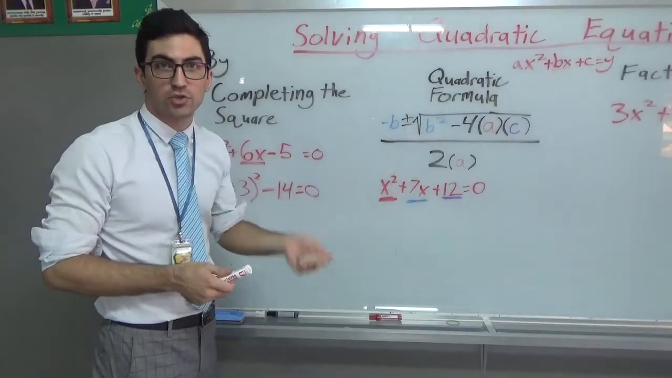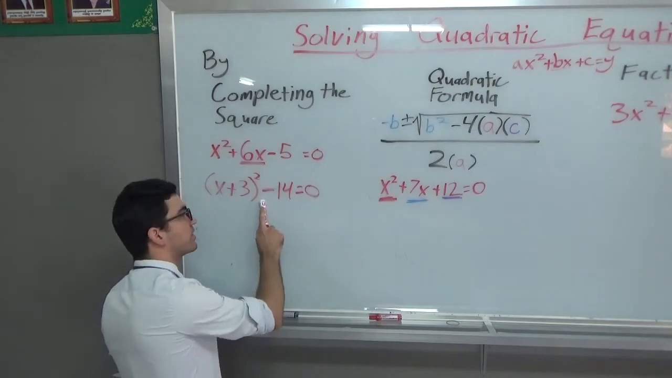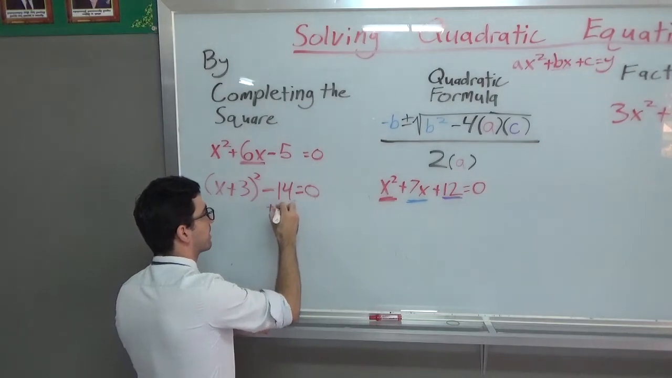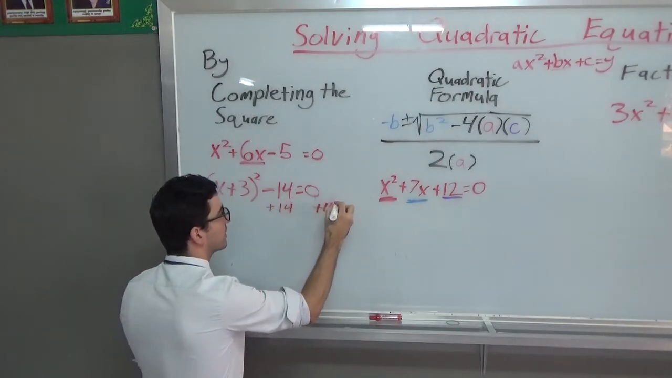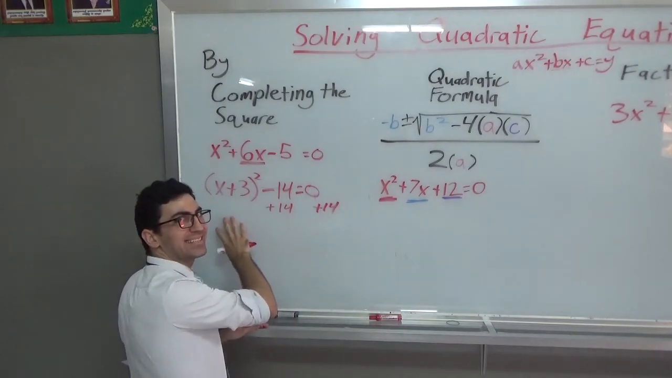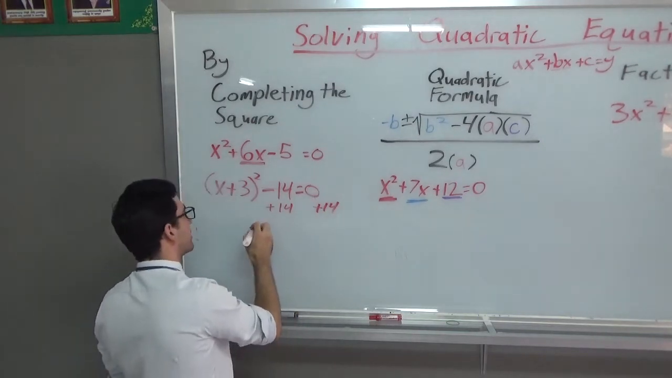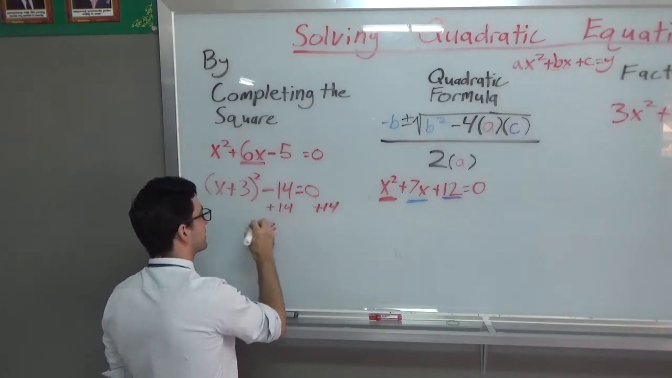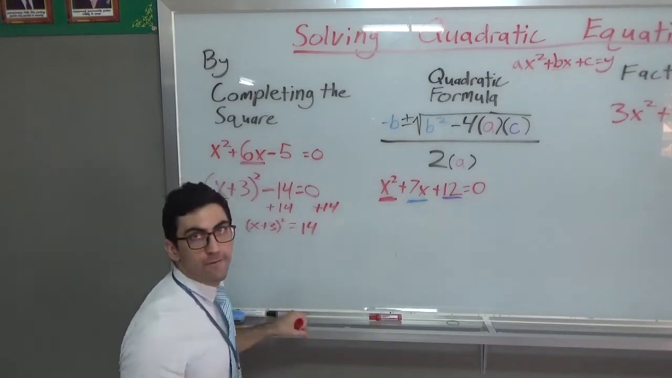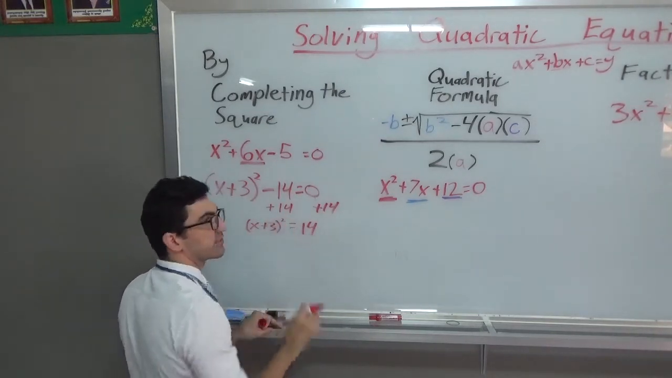Now what we have to do is use this to solve for our values of x that make this statement true. So what I'm going to do is throw this 14 to the other side by adding 14 to both sides. I want the square by itself, and then I want the 14 on the other side. So what I'm left with is x plus 3 squared is equal to 14. There we go.